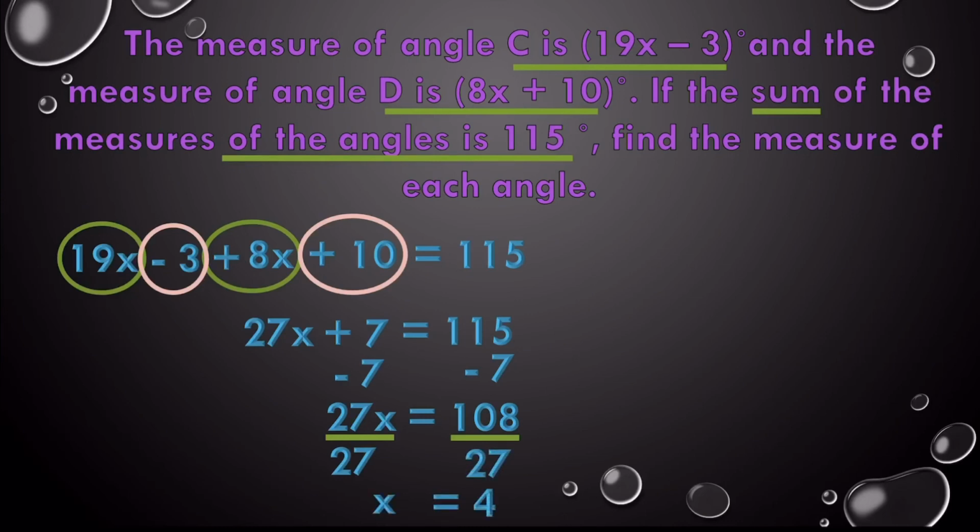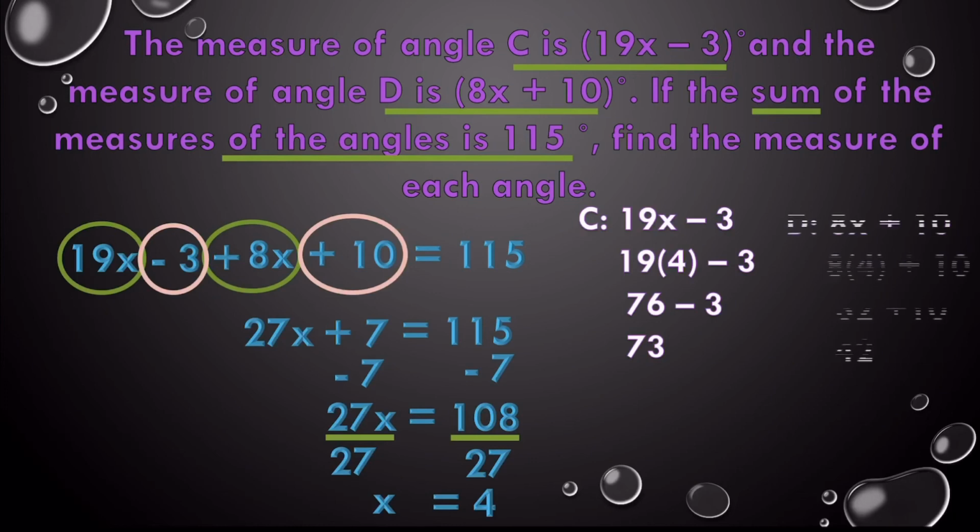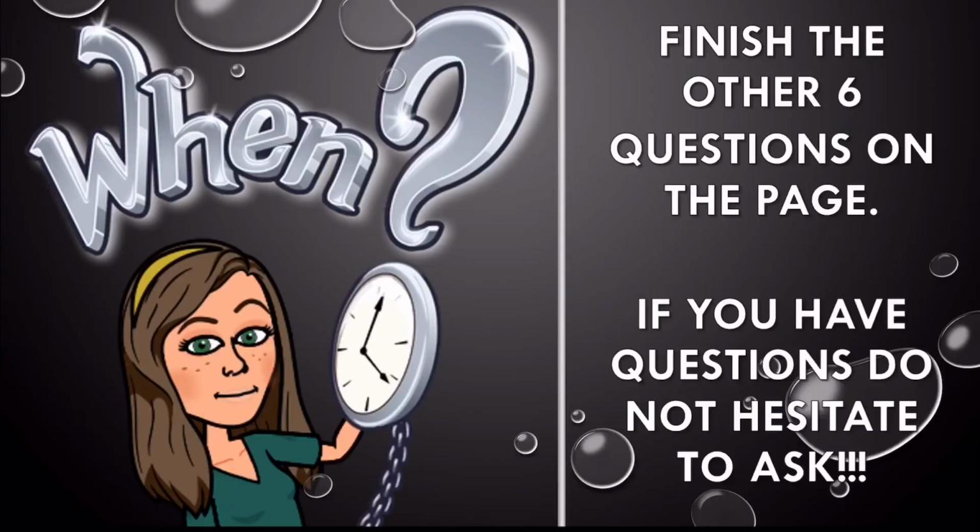Did I answer the question though? I did all that work. Go back. The question says find the measure of each angle, not x. So that means I have to plug x back into 19x minus 3, and then I have to plug x into 8x plus 10. So my angles would be 73 and 42.